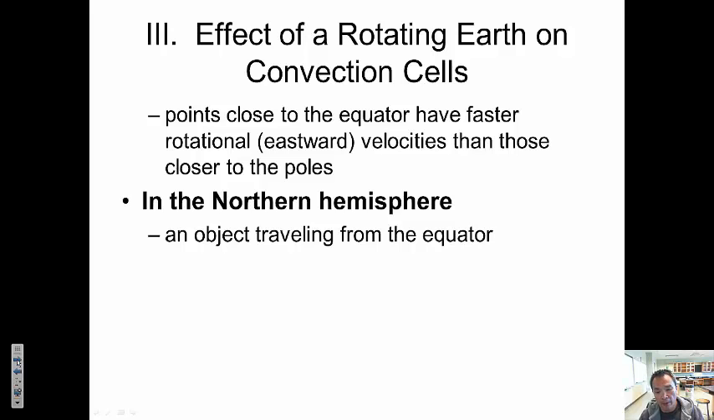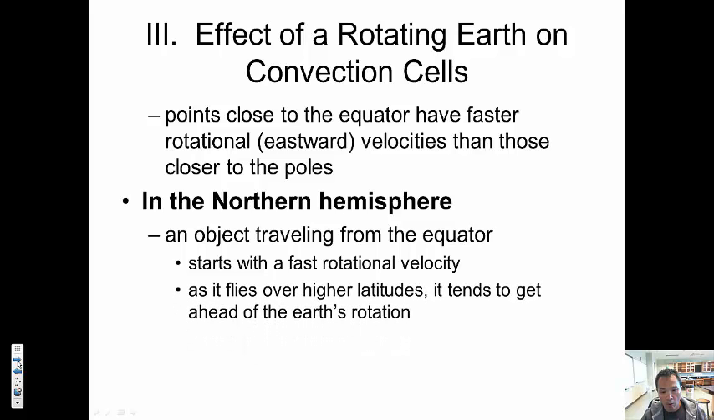So instead of apparently going straight up north, it would start moving a little bit ahead of the rotation of the places beneath it, and so it seems to be veering to the right. So it starts out with a fast rotational velocity, because it's closest to the equator, and as it moves over the higher latitudes, say, for example, going to 30 degrees north, or 40 degrees north of the equator, it starts to move ahead of the Earth's rotation because its initial velocity coming in from the equator is much faster.